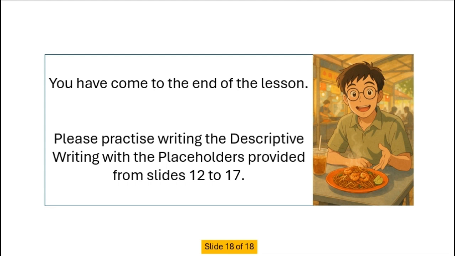We have come to the end of the lesson. Please practice writing the descriptive writing with the placeholders provided from slides 12 to 17.